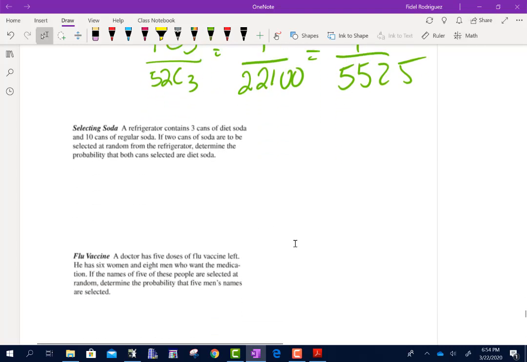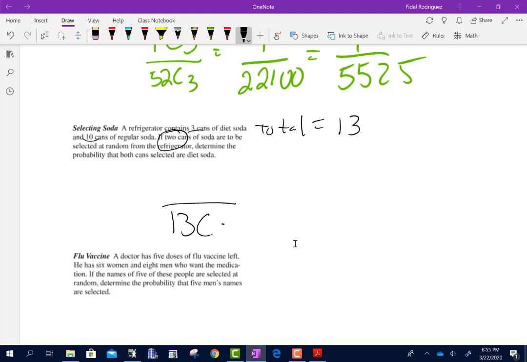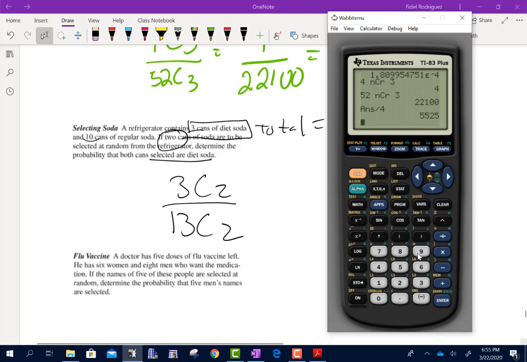Okay, selecting soda. Let's see if we can do this. So the refrigerator has 3 cans of diet soda, 10 cans of regular soda. So again, I know my total is 13. We're going to choose 2 cans. Okay, so my denominator is 13 choose 2. It says determine the probability that both of them are diet. So how many are diet? 3. So 3 choose 2.